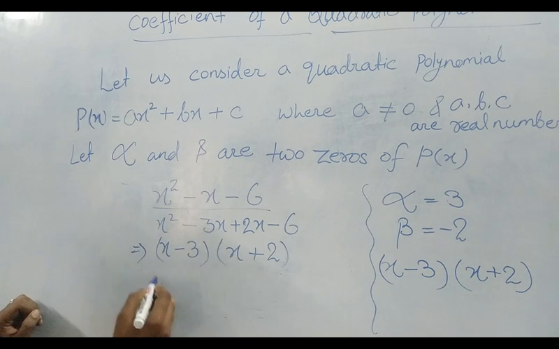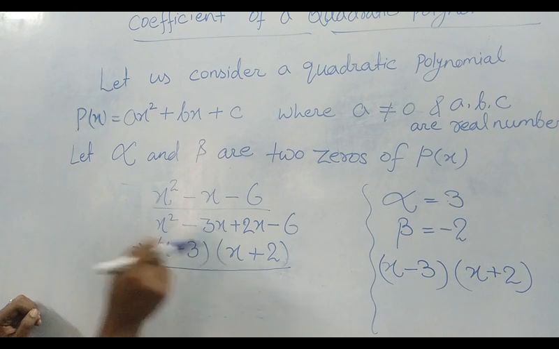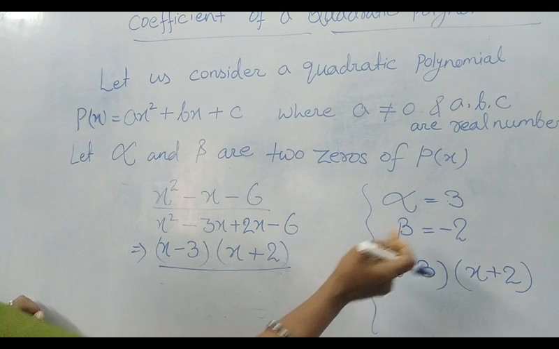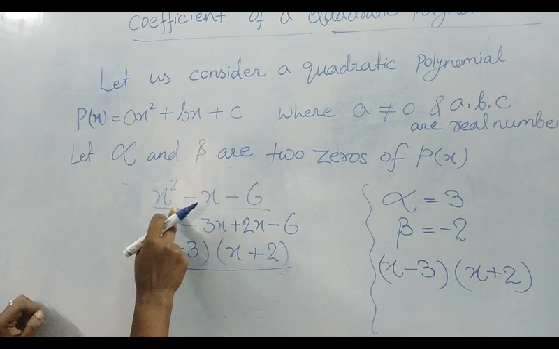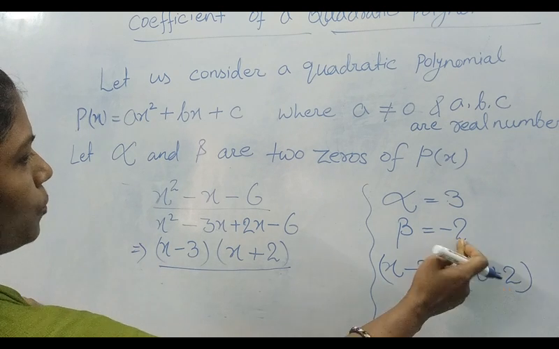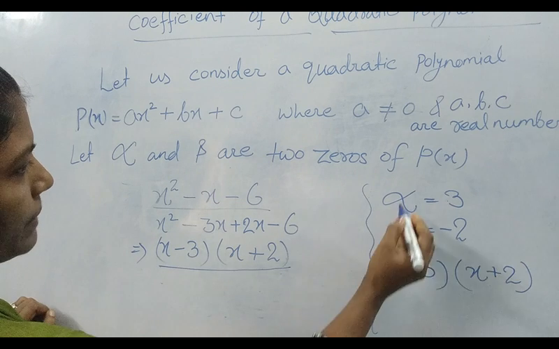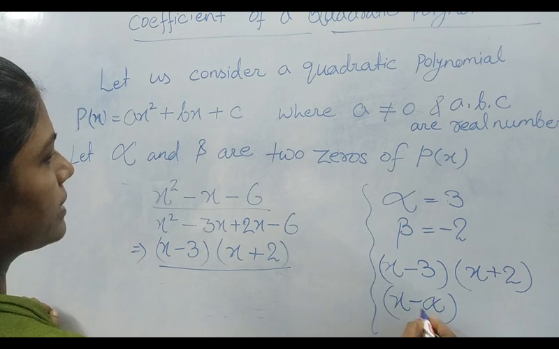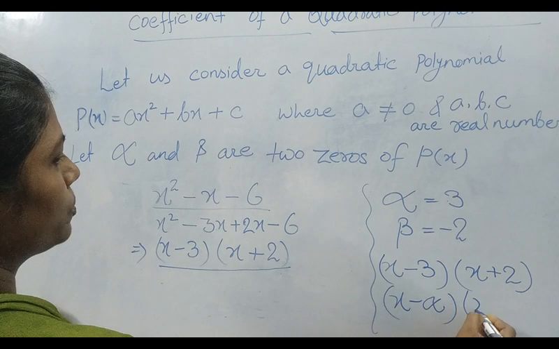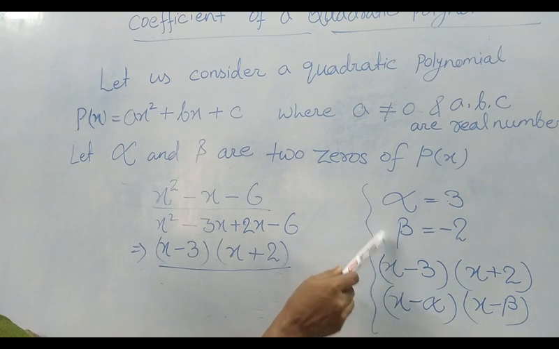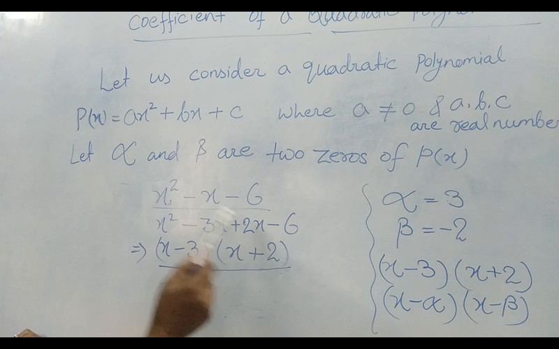For this polynomial, we have already prepared these two factors, and suppose that when we have the zeros, then how can we make the factors? By subtracting the zeros from the variable. So we have prepared the two factors according to the two zeros by subtracting the zeros from the variable. That means when we have alpha as a zero, the first factor we get is x minus alpha, and if the second zero is beta, the second factor we get is x minus beta. So when these zeros are known to us, we subtract them from the variable of the polynomial to prepare the two factors.